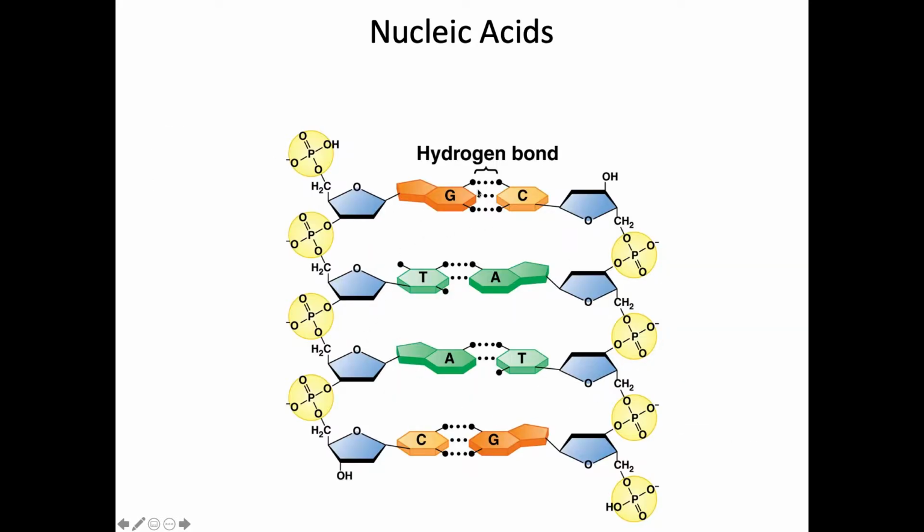And then this picture is just another representation. If you untwist the double helix, it'll form a ladder where you have the sugar phosphate backbone on both sides. And then sticking in, we have the nitrogenous bases bonding together through hydrogen bonds.